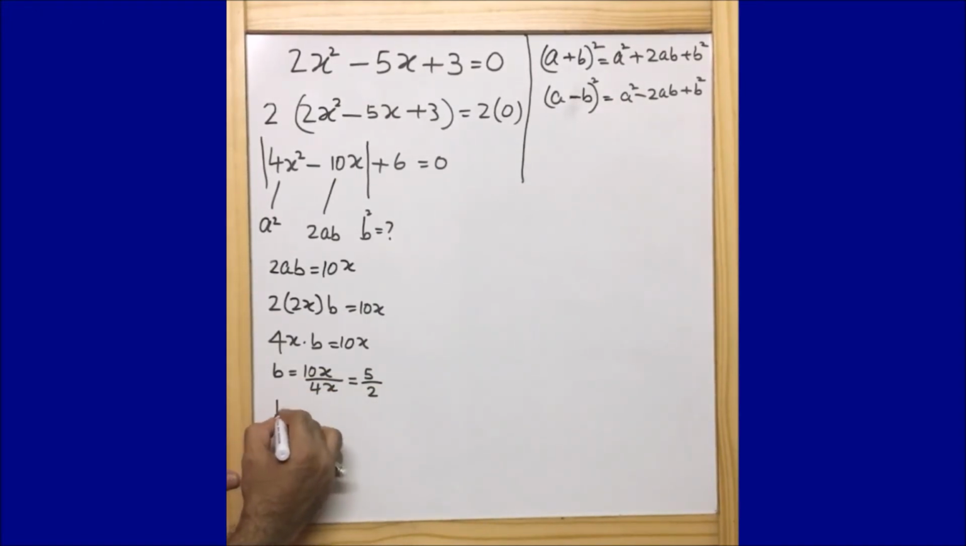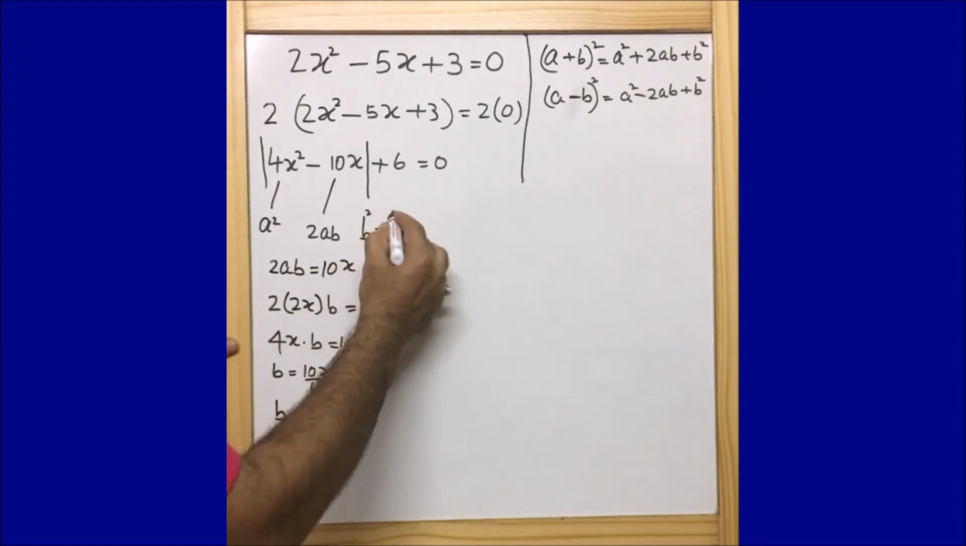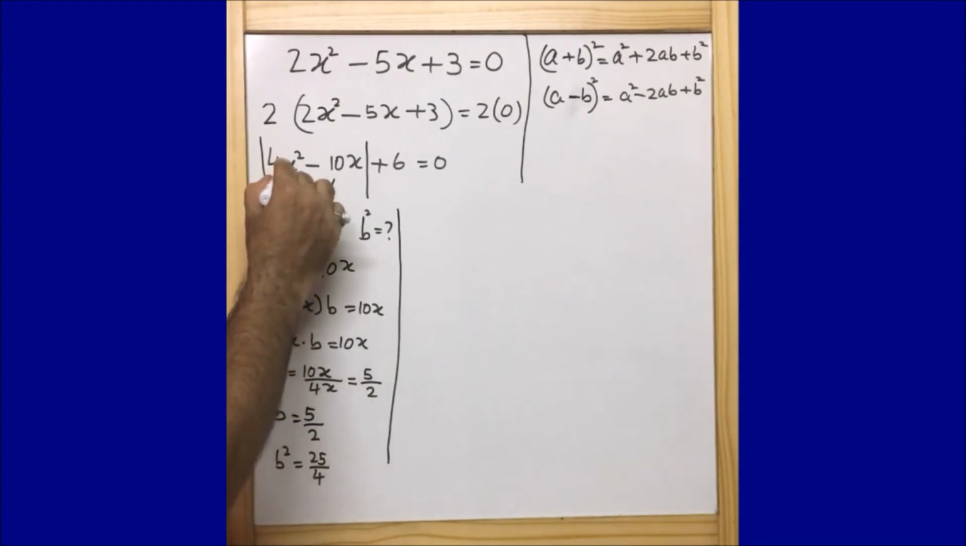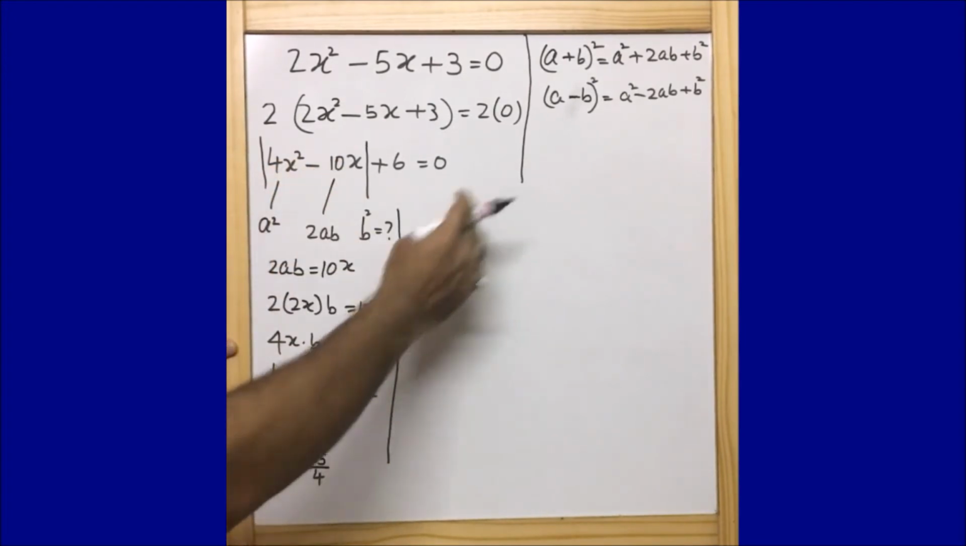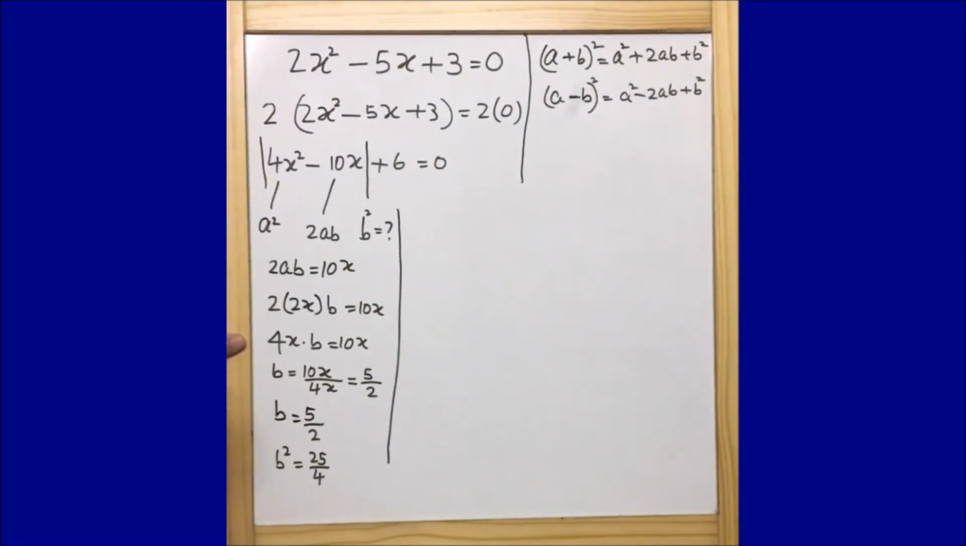So we got b is equal to 5 by 2, and b square is equal to 25 by 4. This is what we found: b is equal to 5 by 2 and b square is equal to 25 by 4. Now let us put this into the form a squared minus 2ab plus b square. So how will I write this one?